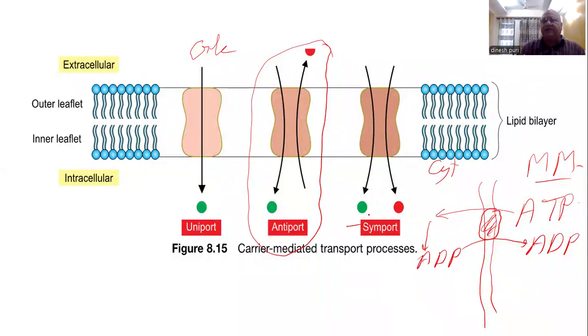We have seen the example of symport. Please find out some more examples. Build up your knowledge yourself. I am just tempted to refer to case number 8.1. This is in my textbook. See that clinical case and try to answer it yourself.